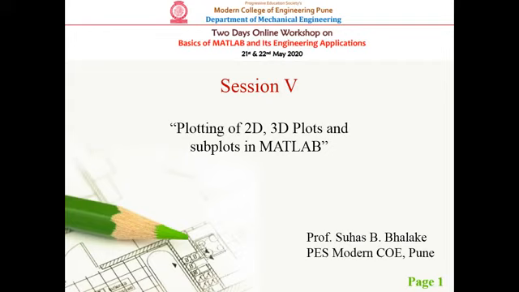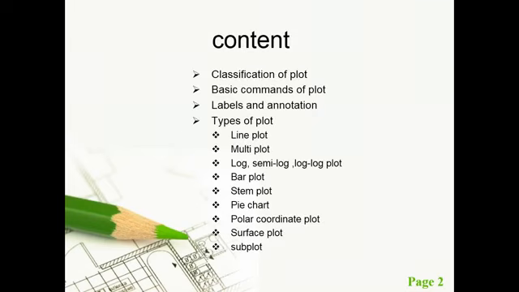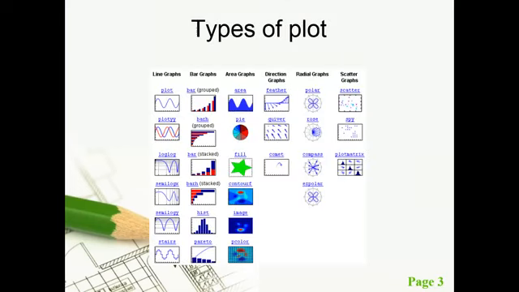Welcome to session 5, plotting of 2D, 3D plots and subplots in MATLAB. These are the contents of today's session: classification of plot, basic commands of plot, labels and annotations, types of plot. First we will see the different types of plot. These are the types of plot categorized according to their function and uses. These are categorized in line graphs, bar graphs, area graphs, directional graphs, radial graphs and scatter graphs. These are 2D graphs. There are also 3D graphs.